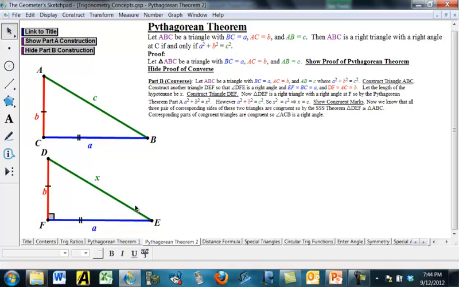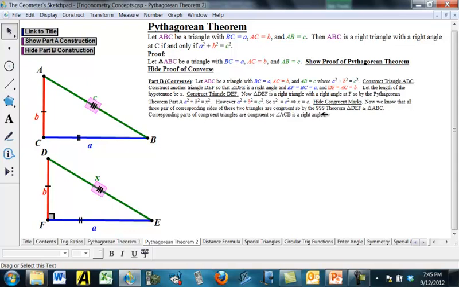Now what we do know, however, because this one's a right angle and because part A of our proof that we just did, the forward direction of the Pythagorean theorem, says if we know this is a right triangle with a right angle there, we have to have a squared plus b squared equals x squared. So we have a squared plus b squared equals x squared, but wait a minute, we also have a squared plus b squared equals c squared. So x squared has to be the same as c squared. But x and c are positive numbers because they're lengths, so that means that x has to be the same as c.